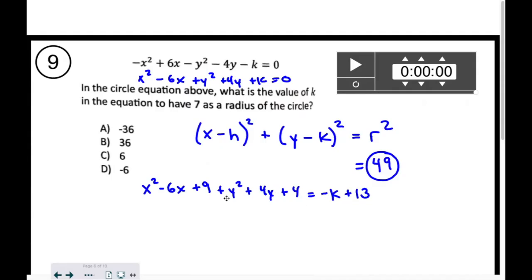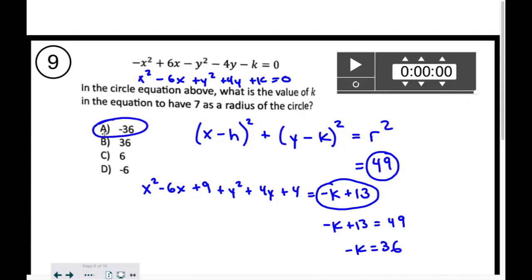Again, we could keep going and talk about what the center is, but we don't need that for this problem. We need this part to end up being 49 so that there is a radius of 7. So we just set them equal to each other. And then you just get negative k equals 36, which means positive k would have to equal negative 36. So the answer is A.